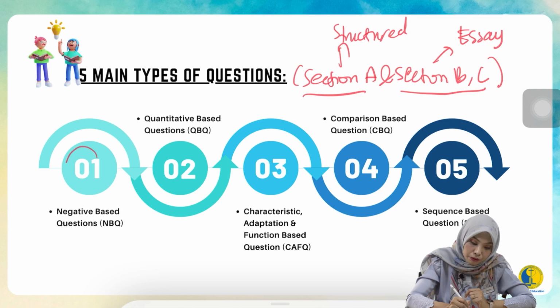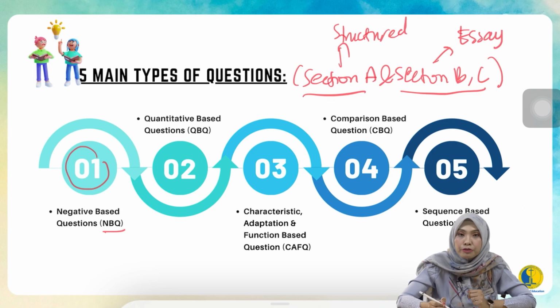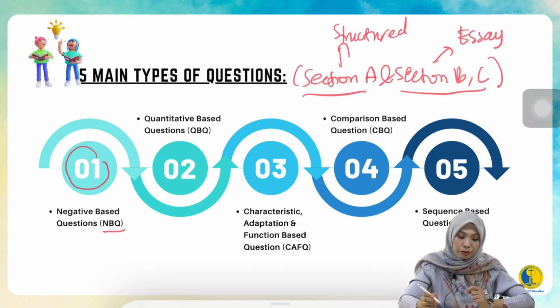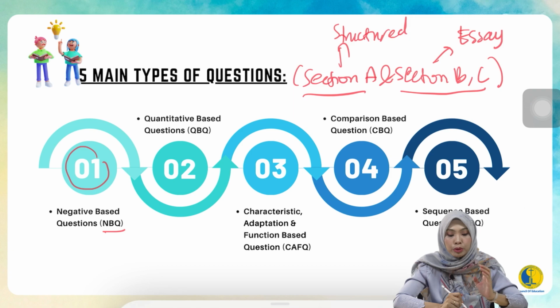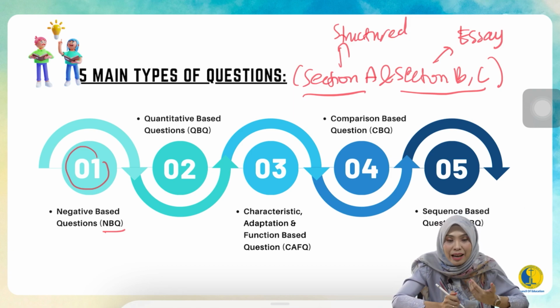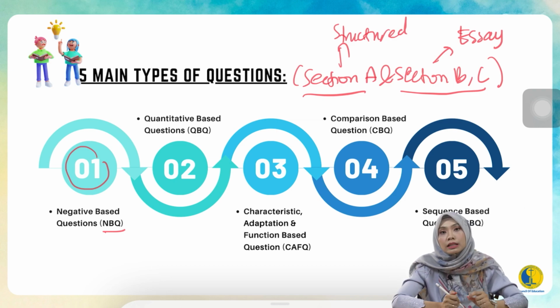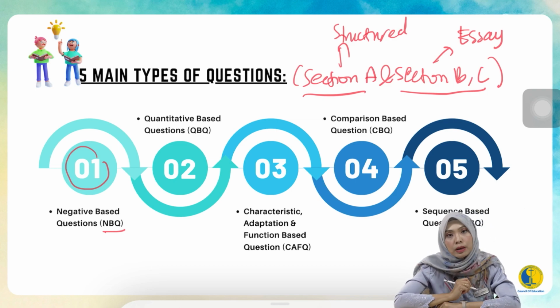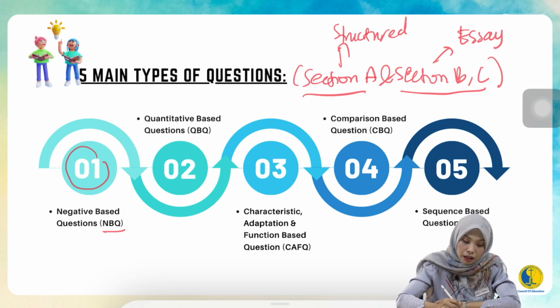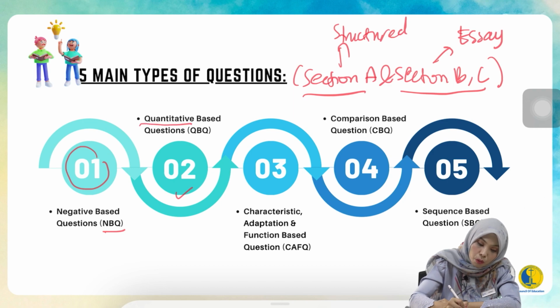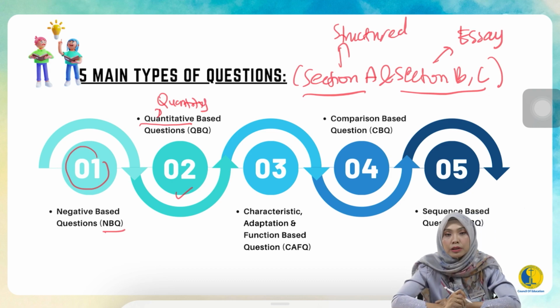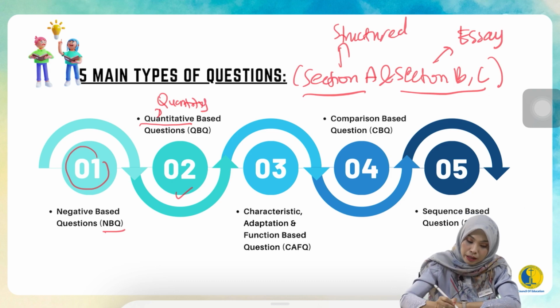The first type of question I put as the short form NBQ. N stands for negative, B stands for based, Q stands for questions: negative based questions. We will go through each of these types, with examples of the questions and the technique of answering each, one by one in detail after this. Type number 2 is quantitative based questions. Quantitative stands for quantity. Further explanation will be given later.